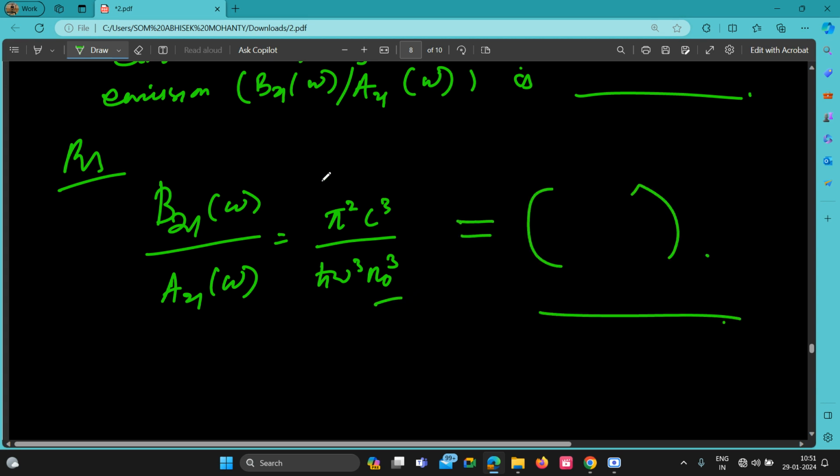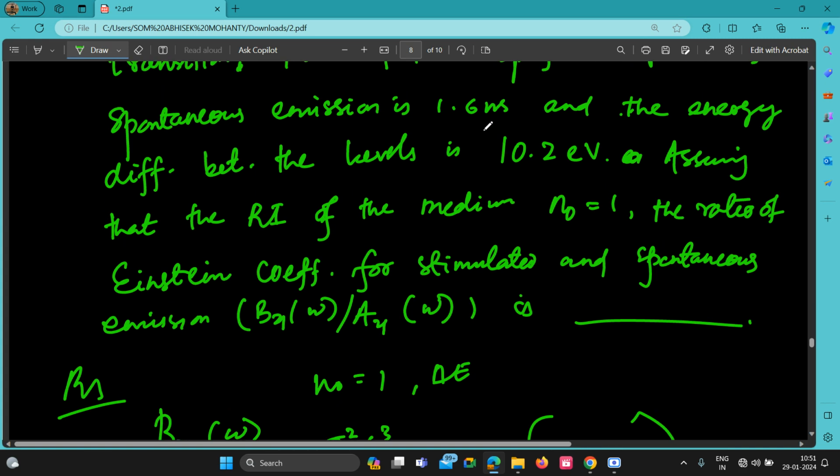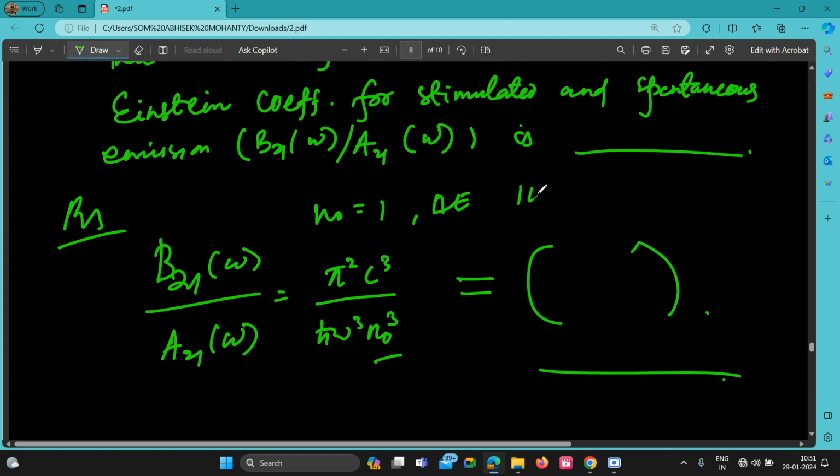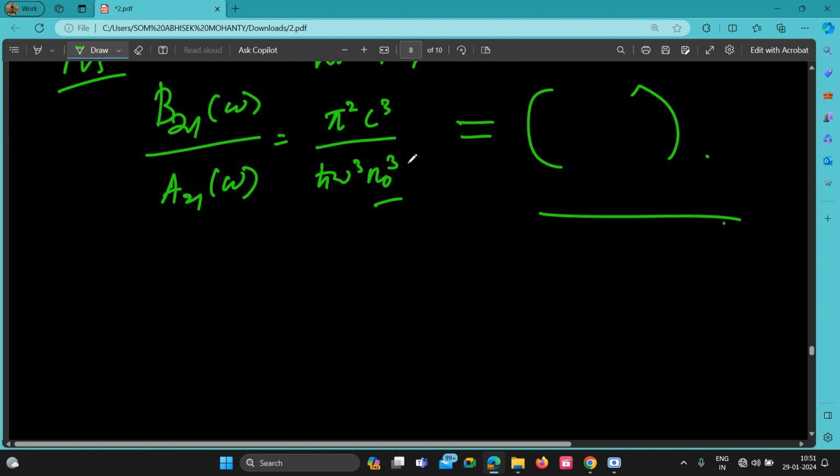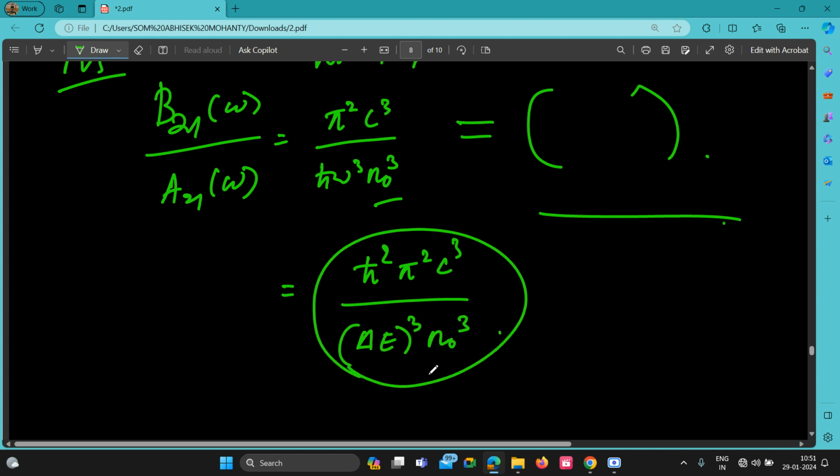But the thing is, you have to remember this. And n naught is given as 1, and del E is given as 10.2. So we don't have omega here. So what can we do here? We have to expand this formula, and remember this formula also: h bar omega is del E. Yeah, this is the final formula. Just remember this one at least. It is pi square c cube h naught square by del E cube n naught cube.